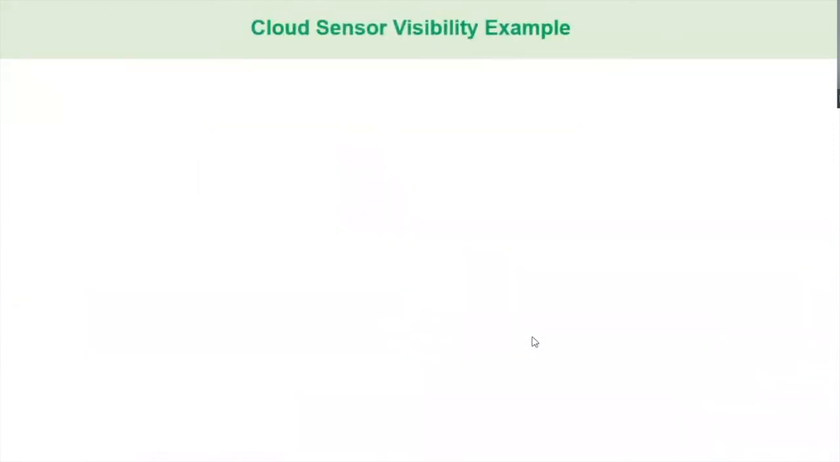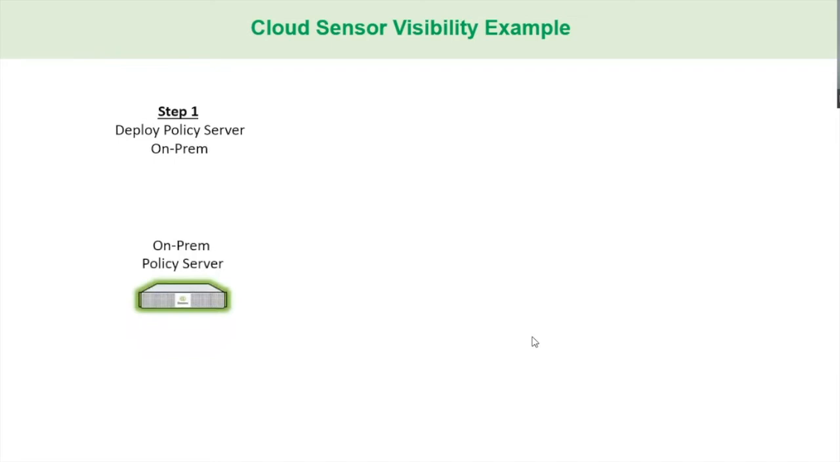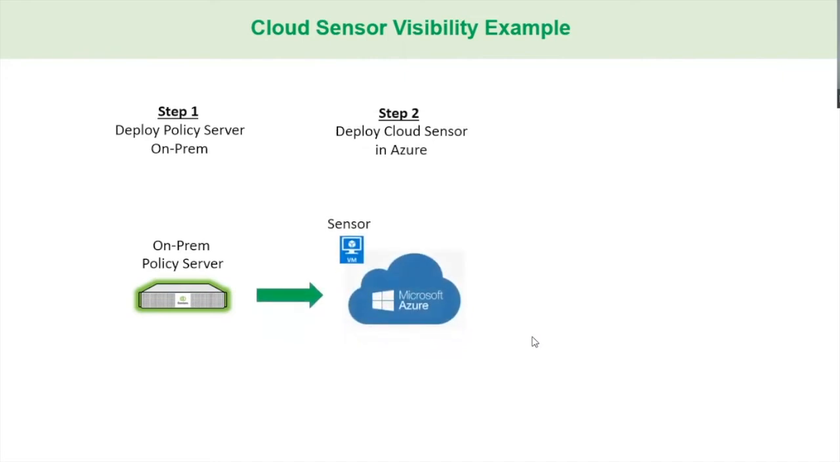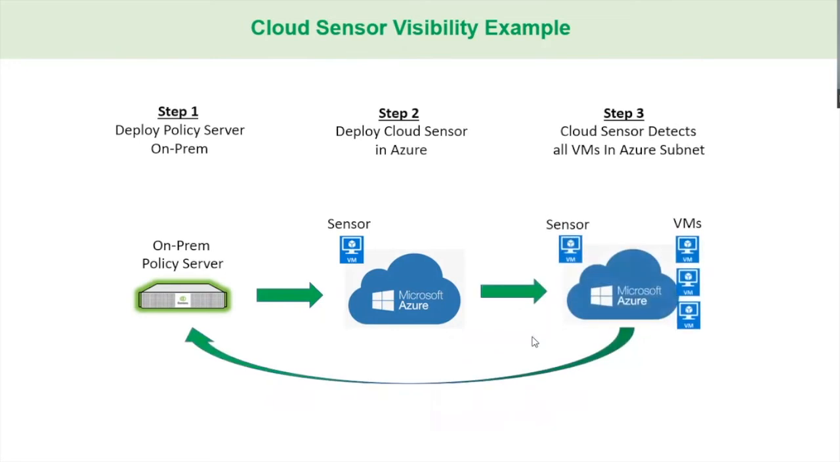Another cloud visibility option is using the virtual sensor option. Again, you choose where to put your policy server. We'll go with on-prem for this example. Then you deploy your sensor. So we're switched to Azure. Now you can take a virtual sensor and deploy it into Azure. The Genian NAC virtual sensor will detect information about the VMs in Azure and report it back to your policy server. So this allows you to collect information in a different cloud service provider environment.